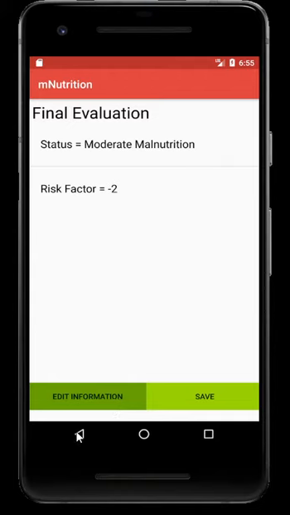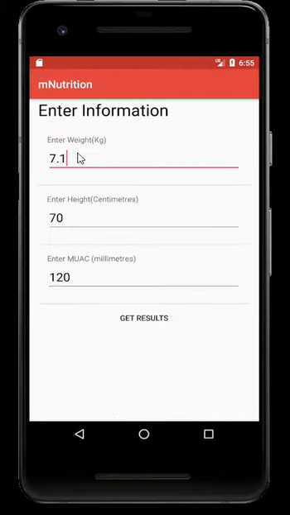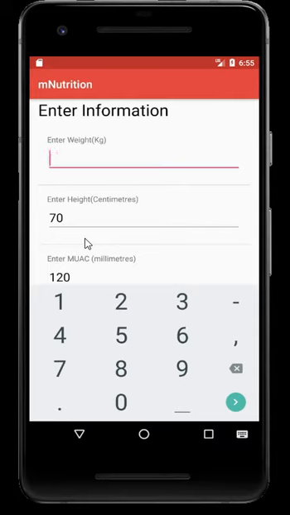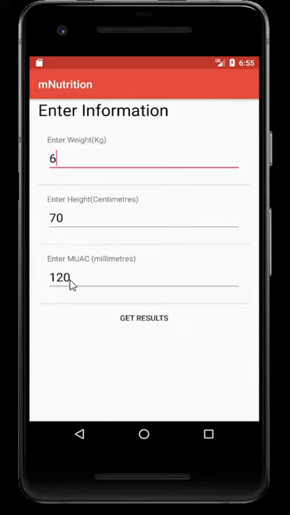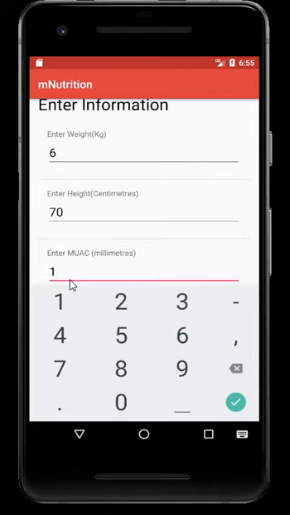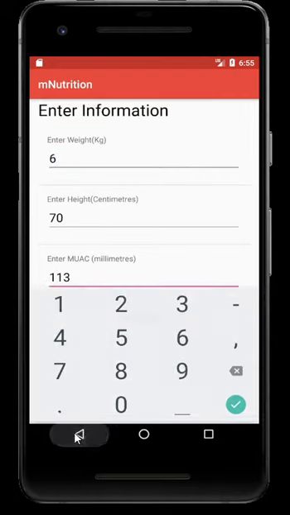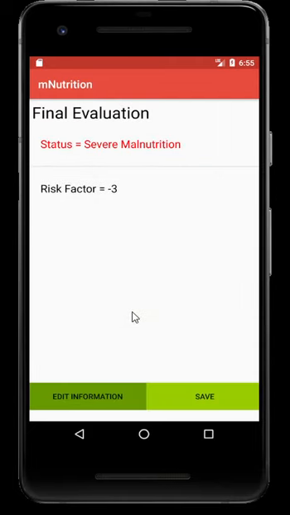Now, if we went back and edited the information so that his weight was around 6 kgs and his mUAC was around 113 millimeters, we can see that the child suffers from severe malnutrition with a risk factor of -3 or a standard deviation of -3.